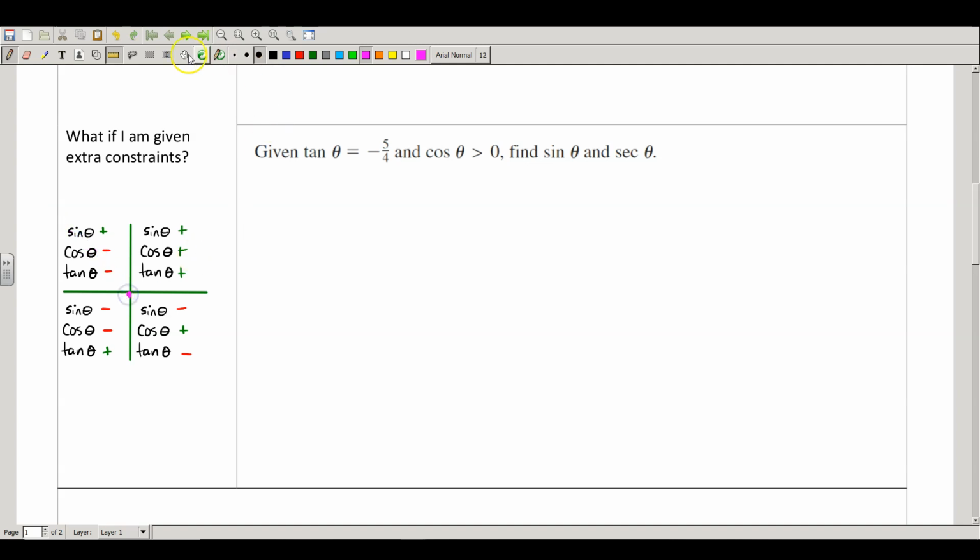That's why in this problem, in order to get a consistent answer, there is more information. It says, by the way, cosine is also positive. So now when we're debating where theta would be, here or here? It's not going to be in quadrant 2 because cosine is negative over there. It has to be in quadrant 4, because the cosine is positive over here.